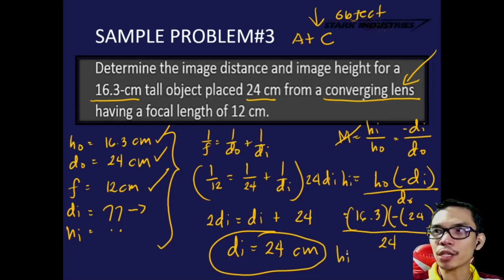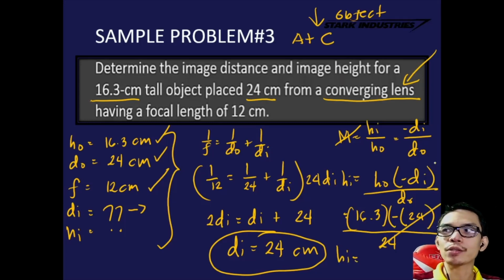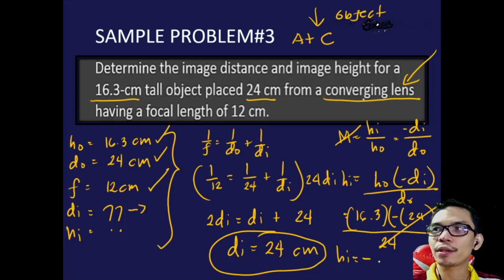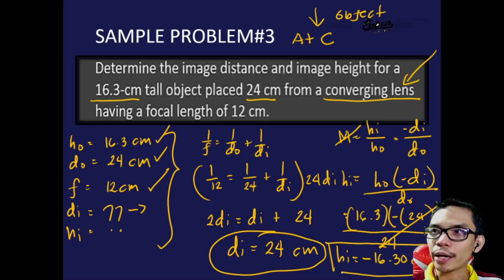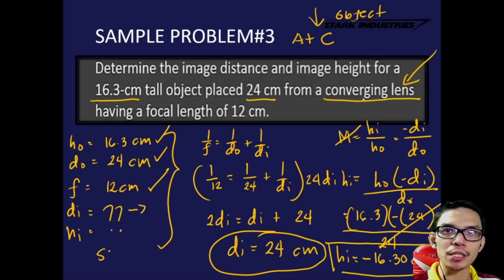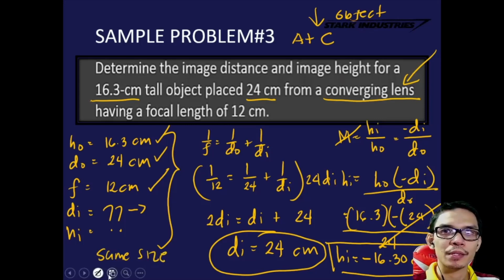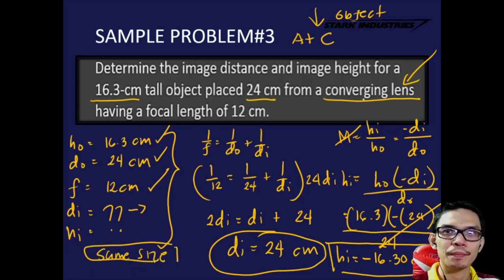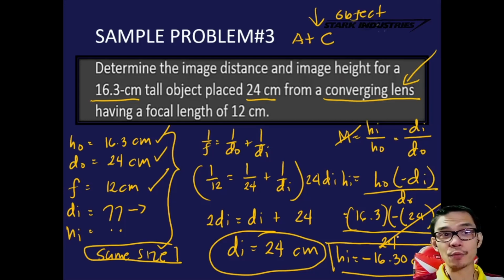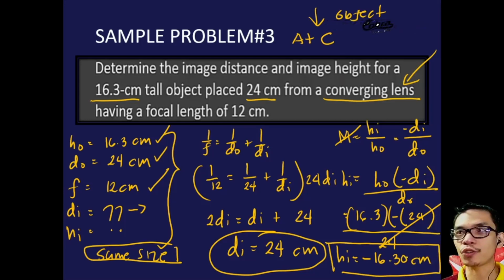So the height of the image is, cancel this one, so the 24s cancel. The height of the image is negative 16.3 centimeters. So we can say that the height of the image is the same size as the object, because we have computed this value right here, 16.3. So that was problem number 3.